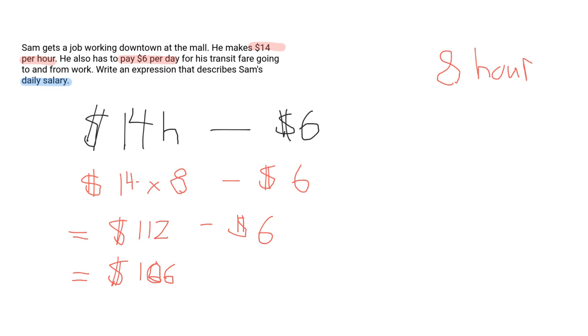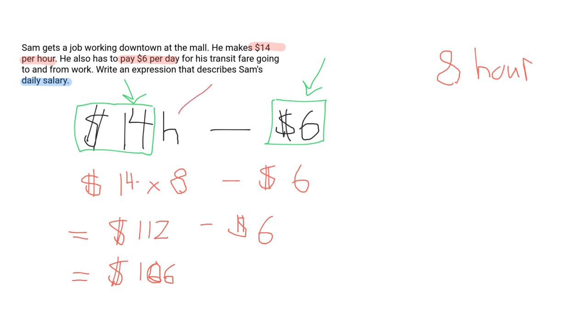Okay, I think what's really important is that we keep in mind the idea between a constant and a variable. $14 is a constant because he makes $14 per hour. No matter how many hours, it doesn't change, right? The $6 is a constant, or the minus $6, because he's always got to pay that. If he works 1 hour, he's still got to pay that to go downtown to work. If he works 10 hours, he's still got to pay that to go downtown to work.